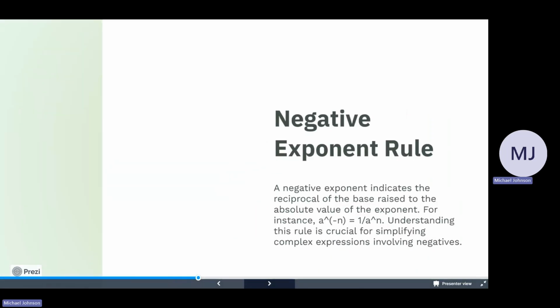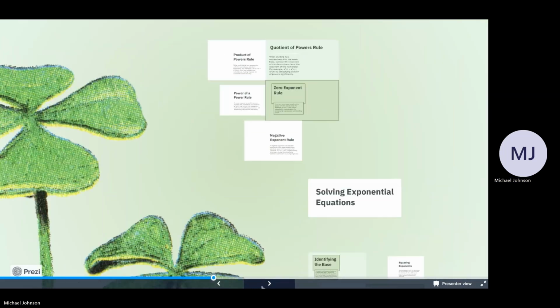A negative exponent indicates the reciprocal of the base raised to the absolute value of the exponent. For instance, a to the (minus n) equals 1 divided by a to the n. Understanding this rule is crucial for simplifying complex expressions involving negatives.